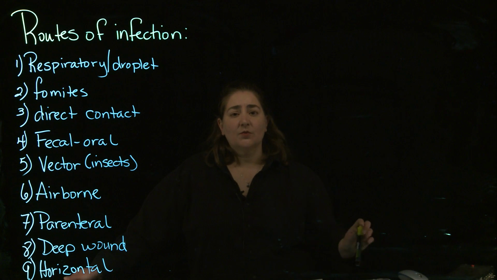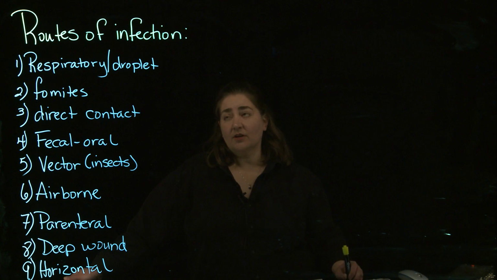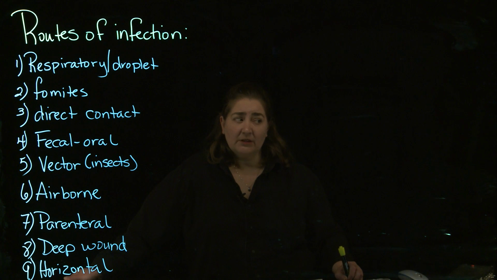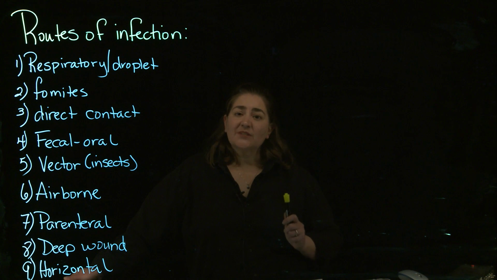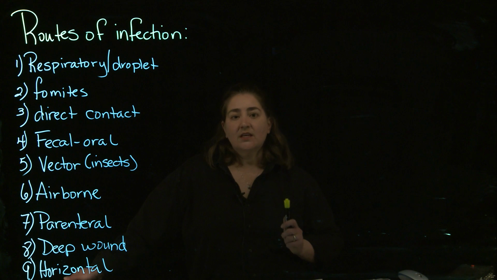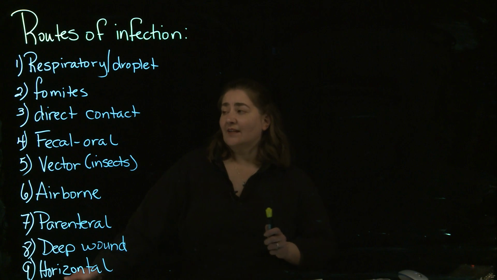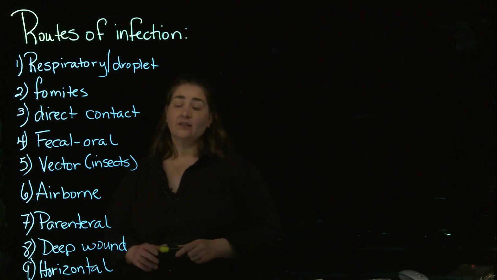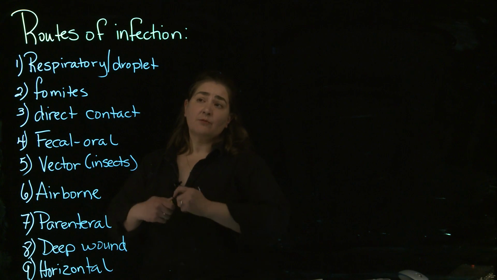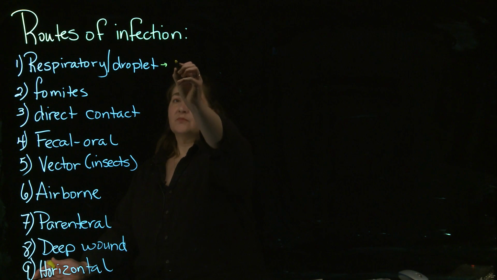All right, so one of the things I want you to concentrate on with this section on epidemiology is going to be the routes of infection. And in terms of these routes of infection, these can pertain both to bacteria and to viruses, all right? So I want you to concentrate on the 9 different ways that diseases can be transmitted, all right? The first one is going to be respiratory or droplet, all right?